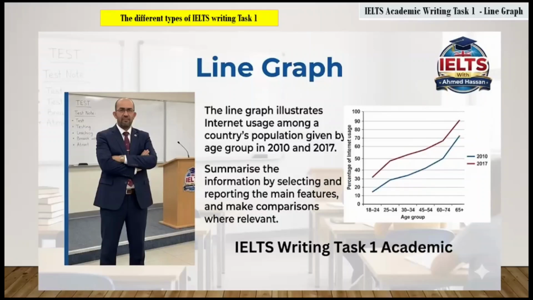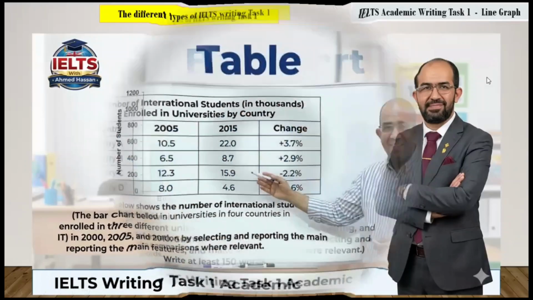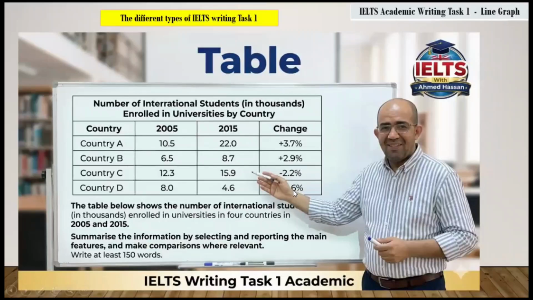As you see, we have two parts. The first part is changeable. The second part will be the same on all IELTS writing task 1 questions. You will find the difference here. The second part will be the same, as you will see. We have bar chart also. We have table. The table below shows the number of international students in thousands enrolled in universities in 4 countries in 2005 and 2015. Your job is to describe these figures.